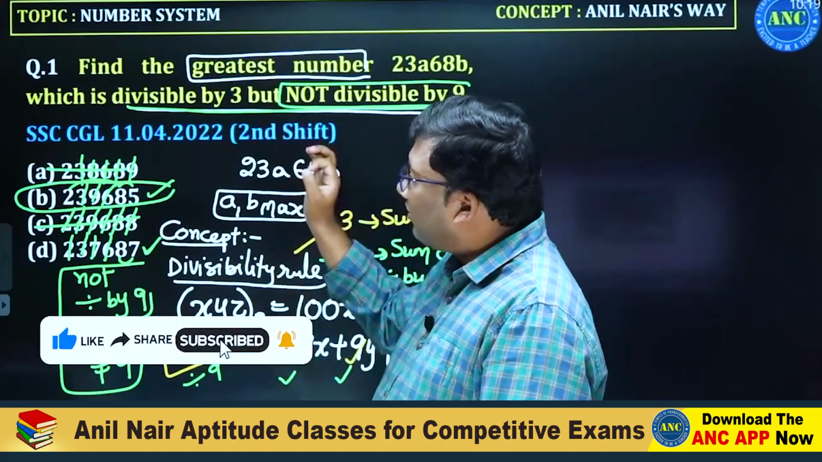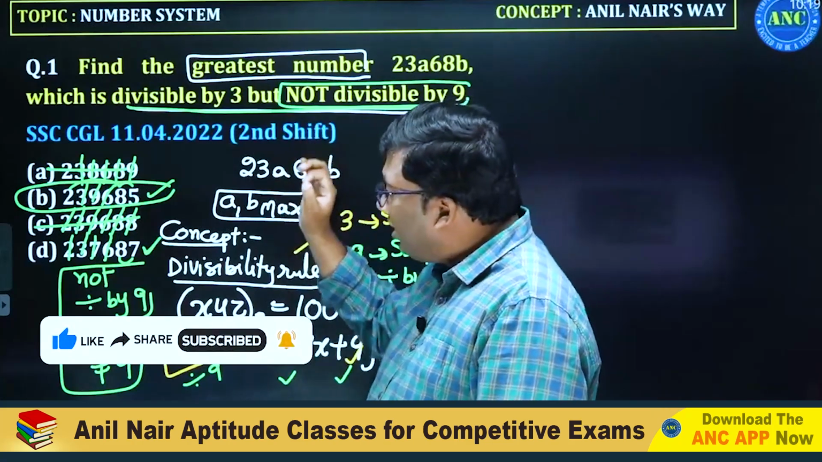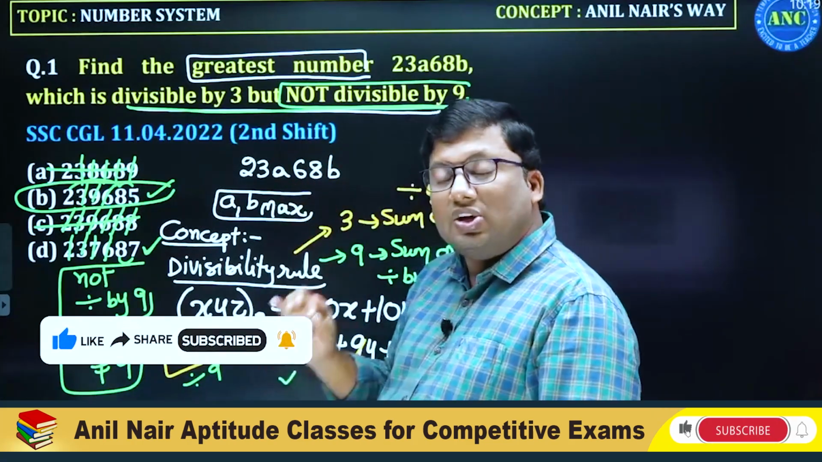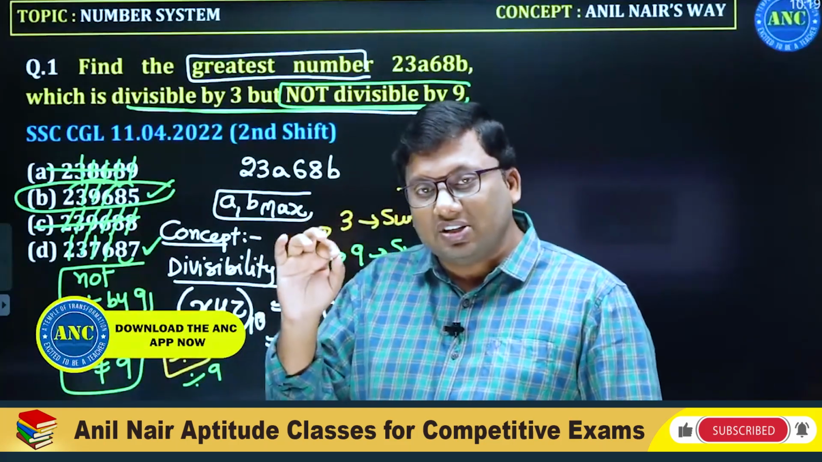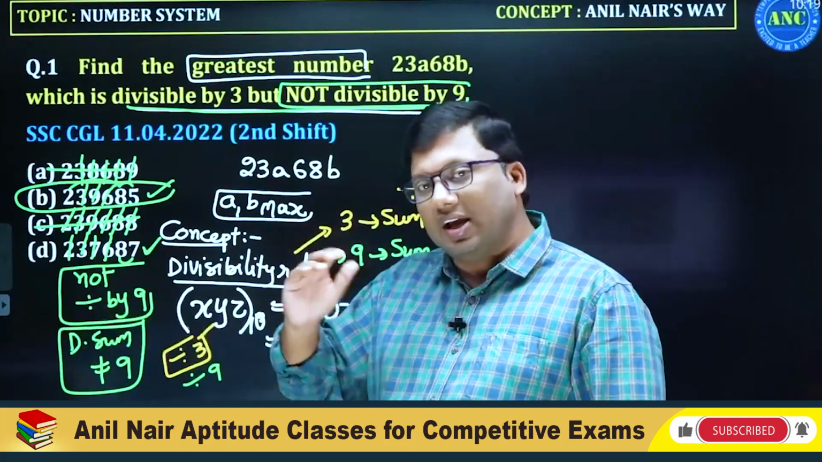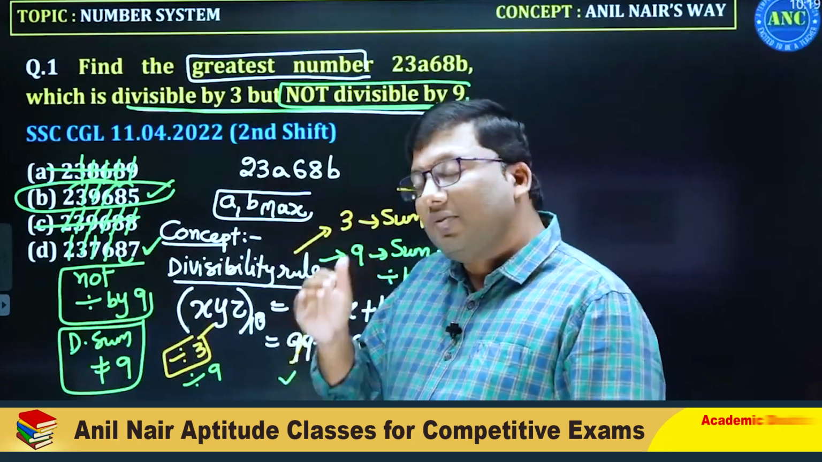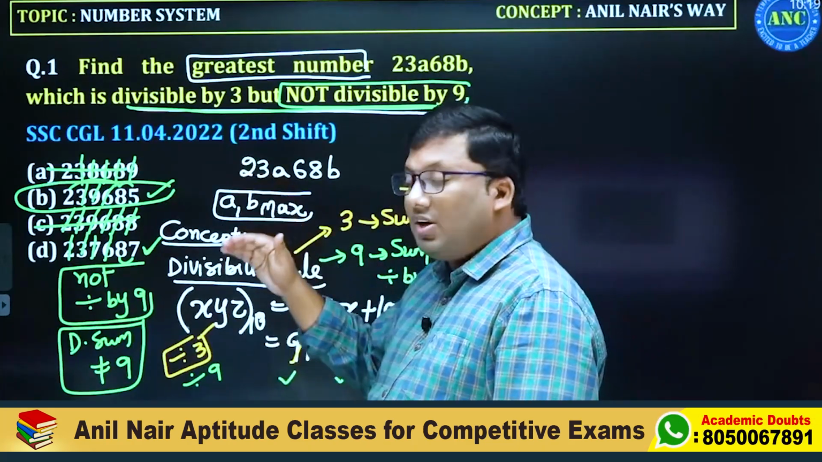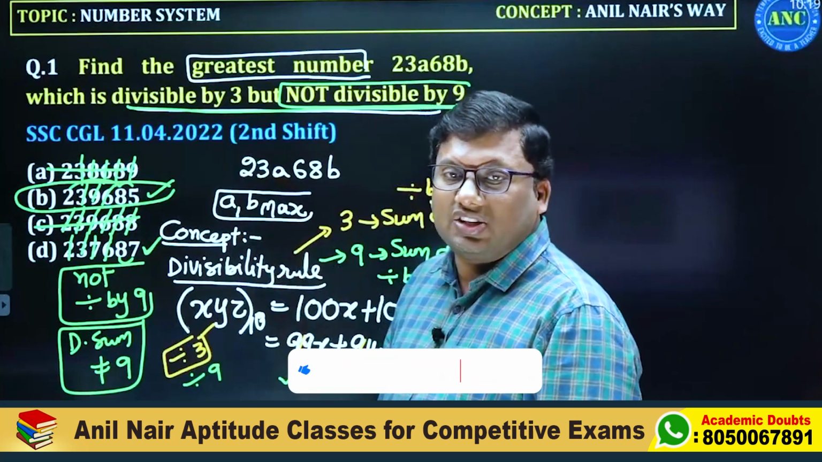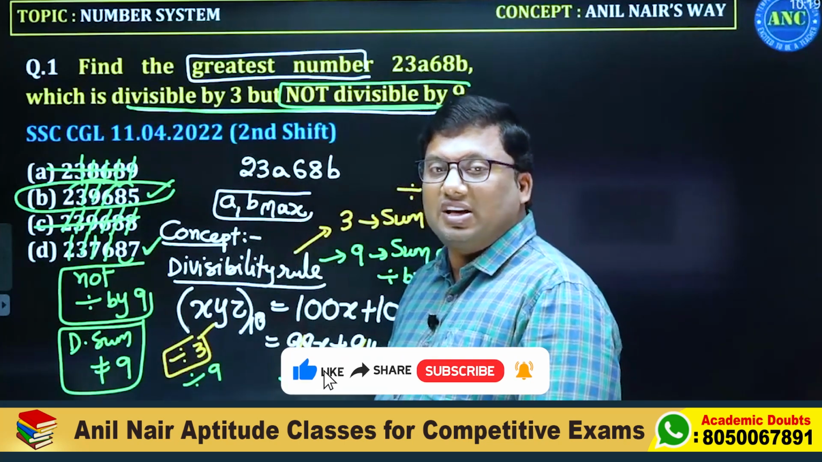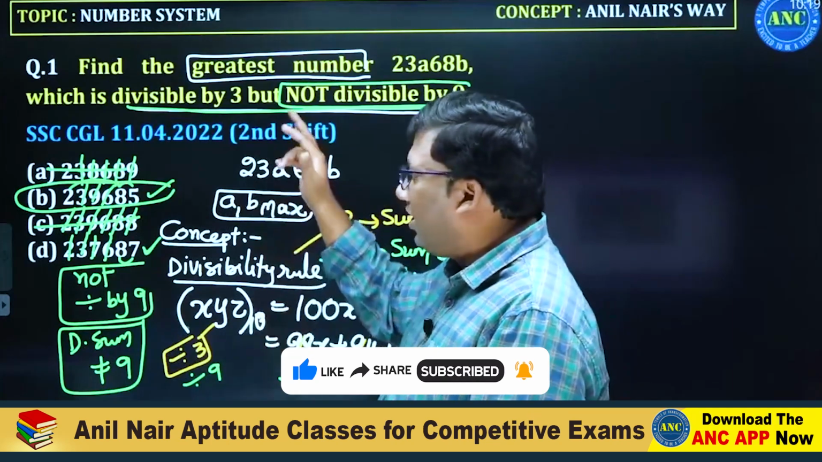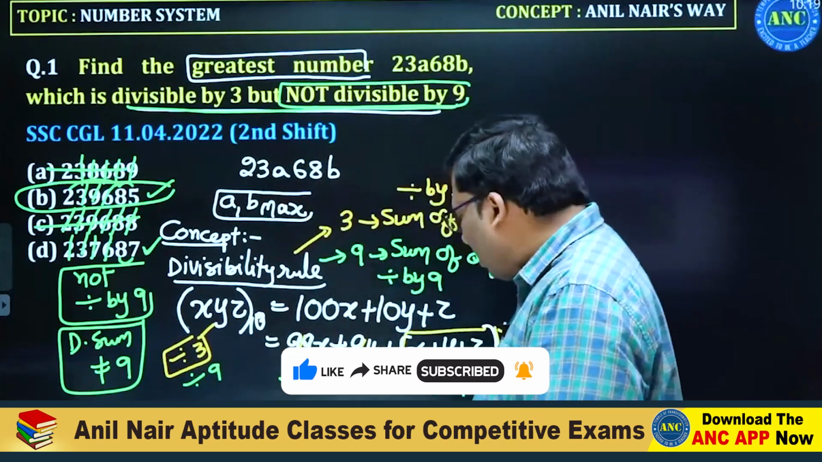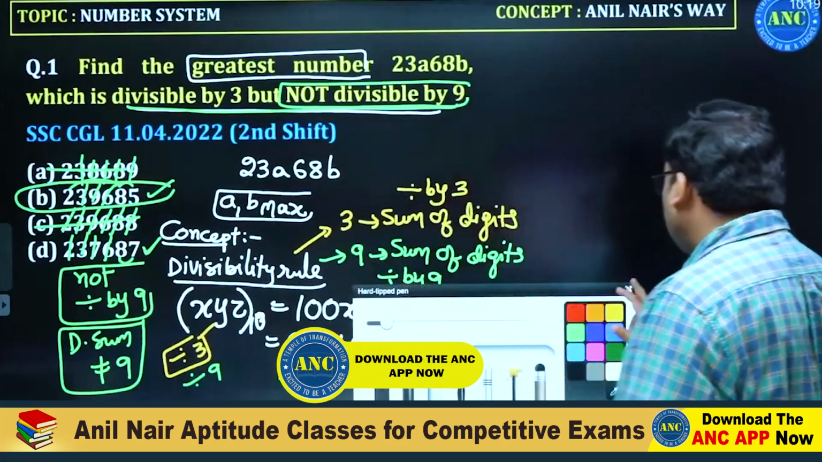So the root cause of this problem is that the answer's digital sum should not be 9. Step number 1, eliminate the answer option where the digital sum is 9. Second step, check the answer options where the sum of the digits is 3. Out of the given answer options, take the maximum value. Now, please see some important key points.